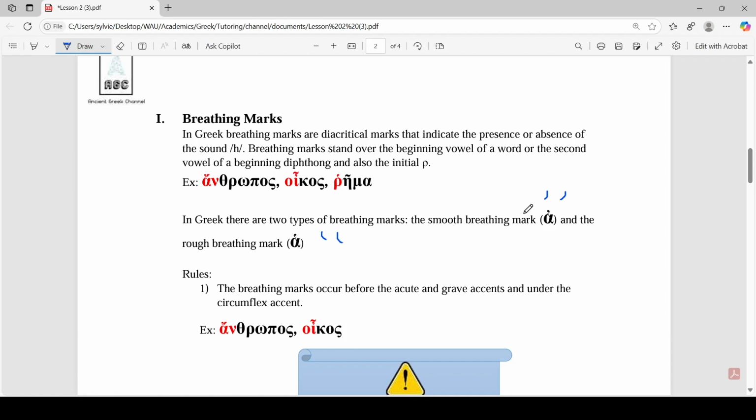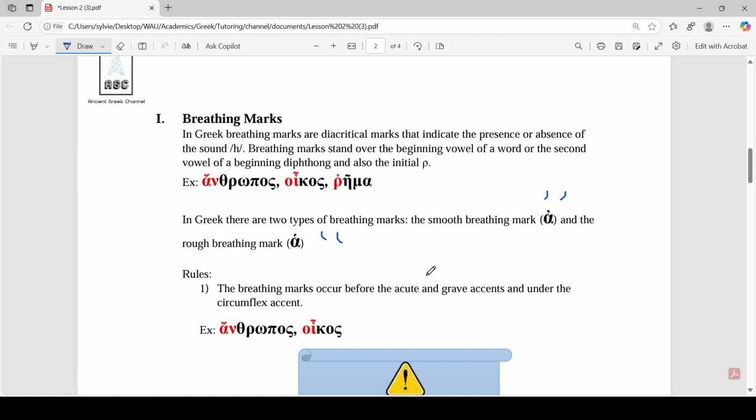It's not really that, but a way to remember this is thinking of the Greek language as a language that always has a smooth left and a rough right. It's like in the Greek language, the left side is always smoother than the right side. And that'll be a way to remember the difference between the smooth breathing mark and the rough breathing mark.